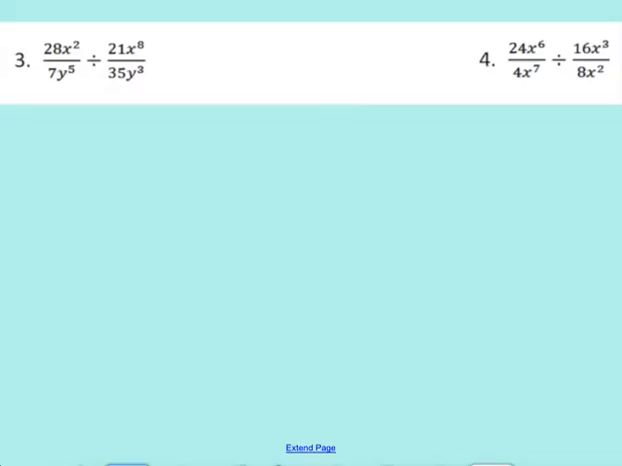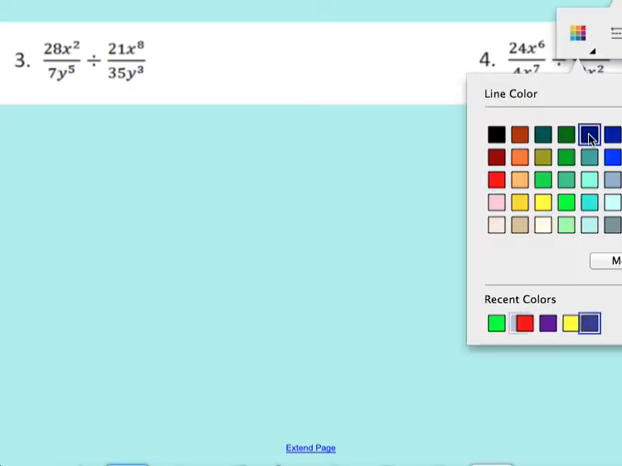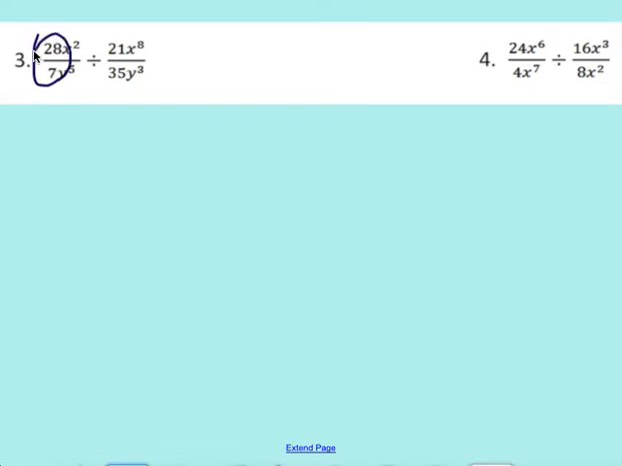All right, taking a look at number 3, I want to see if I can simplify a little bit in advance before I start, and I can. So I take a look at this fraction, and I have 28 over 7. Well, 28 divided by 7 is 4. So that's going to become 4x squared divided by y to the 5th. The earlier you simplify, the easier it is. However, if you need to, you can simplify later. You're just going to have to deal with bigger numbers, so it might take you a little bit longer.